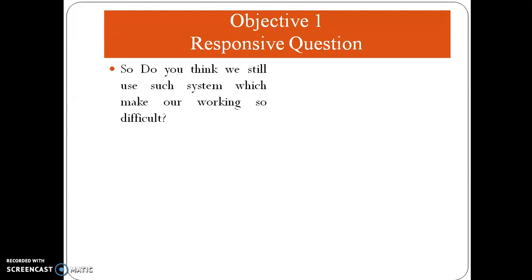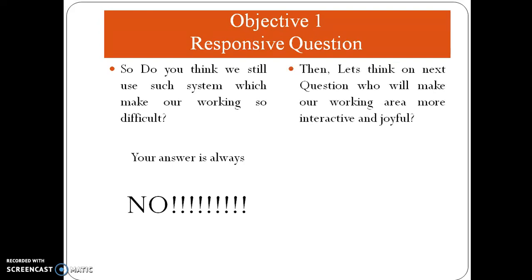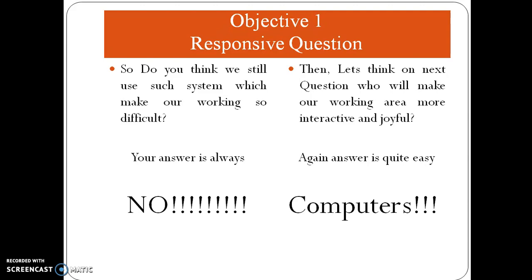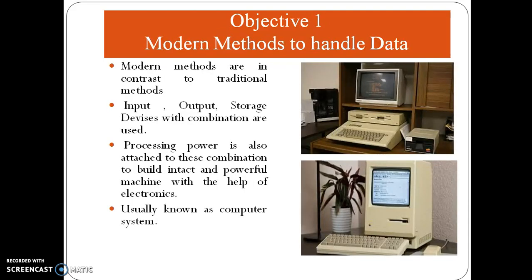There is a responsive question of objective 1 where you can see: do you think we still use such a system which makes our working so difficult? So the answer is quite normal. It is always a no. Now the second question is there. Let's think of the next question: who will make our working area more interactive or joyful? So the answer is always and always computers. So let's move to the next slide.